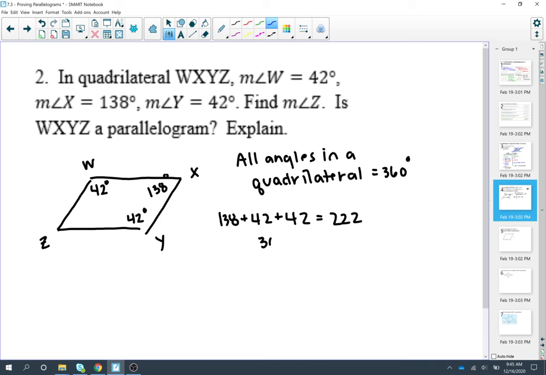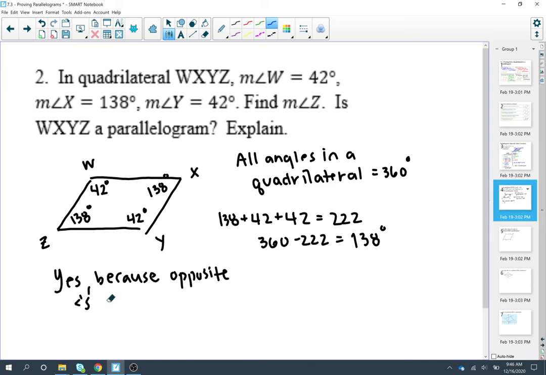Then I'm going to take that and subtract from 360, which does get me 138 degrees. That was step one. We had to find the measure of angle Z. Is it a parallelogram? Well, now that I do know both sets, I can conclude yes, because opposite angles are congruent.